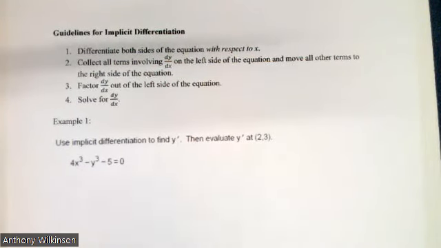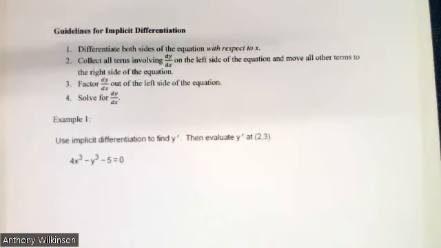And that's this. Number one, you're going to differentiate both sides of the equation with respect to x. Then you're going to collect all terms involving dy dx on the left side of the equation and move all other terms to the right side of the equation. Then you're going to factor dy dx out of the left side of the equation and then solve for dy dx. Okay. So we're going to apply those guidelines to a few of these examples that I have here in this video.